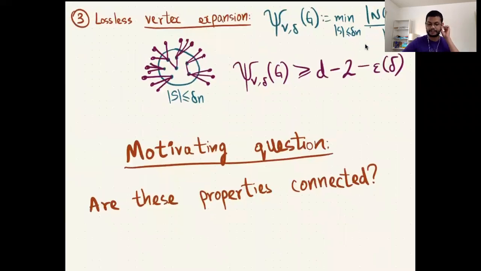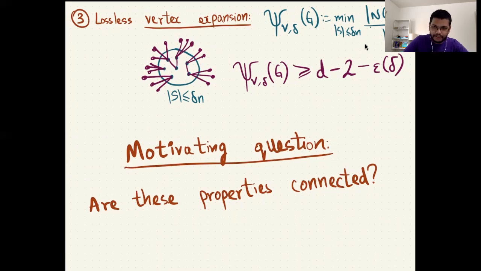And finally, the third parameter of interest in this talk is vertex expansion. Namely, for sets of size delta n, if I choose a set S and then look at all the vertices that are adjacent to a vertex in the set S, how large is this set of adjacent vertices? Once again, it's easy to see that the vertex expansion of a graph cannot exceed d, whereas in a random d-regular graph, the vertex expansion actually gets pretty close to d. In particular, it's at least d minus 2 minus some small constant epsilon, which depends on delta.